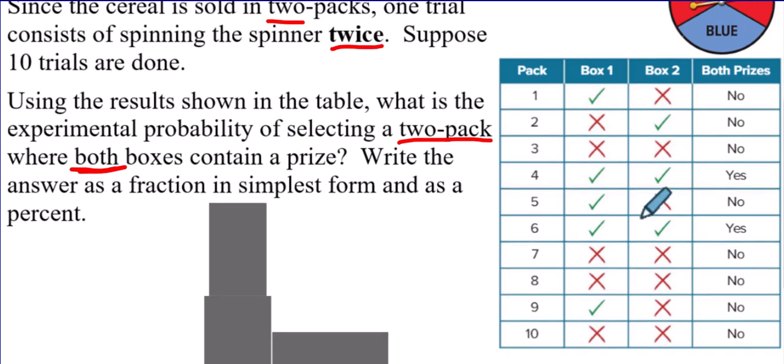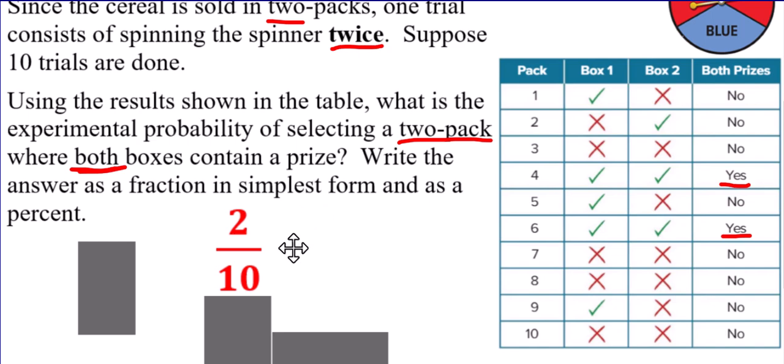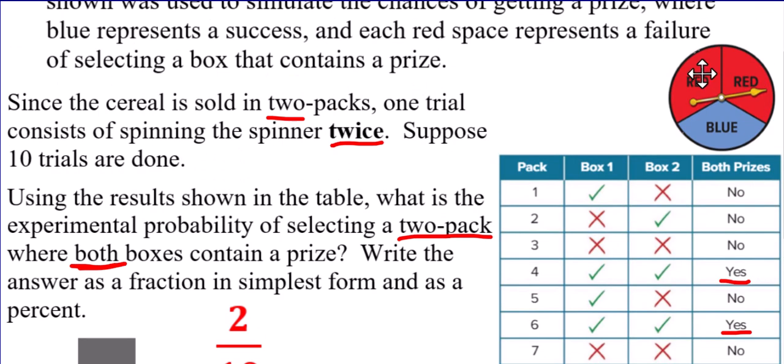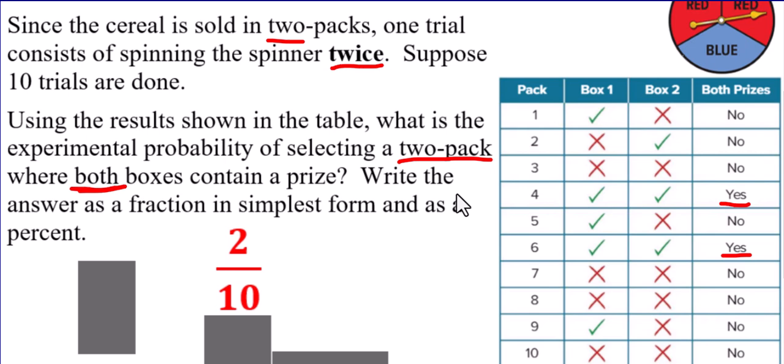And that's why you can see here on this table of results, only this one here had both boxes giving a prize, and this one here as well. They were the only 2. So we're going to write this probability as a fraction in simplest form and as a percent. So that's 2 different situations, two of these 2-packs that gave us a prize out of 10. So there you go. Now, it was actually using the spinner, okay? But, and that's why it had to be spun twice, so that way it's a 2-pack, not just 1-pack.